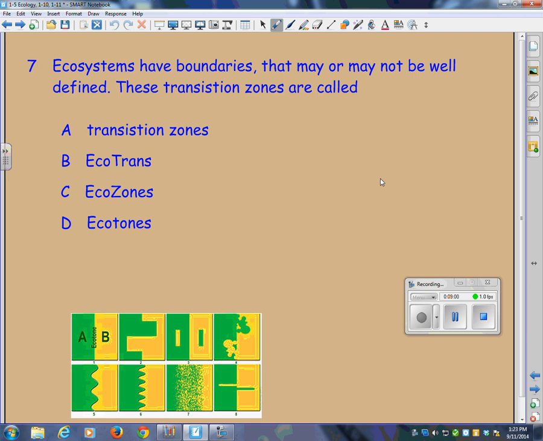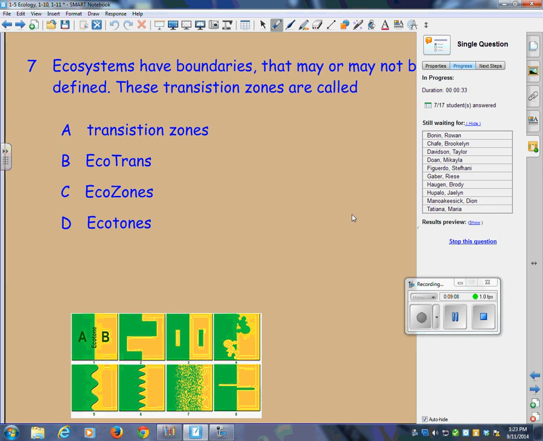So there's transition zones, and they call these, and it's in your book there if you follow along. Do you think they call them transition zones, ecotrans, ecozones, or ecotones? Ecophones? It's not up there, Josh. Ecophones, yes. It's a phone made out of wood.